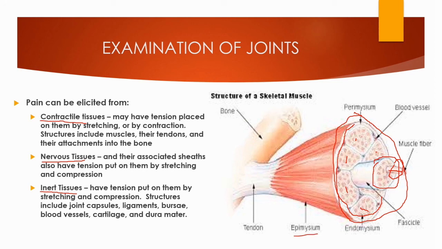So these three levels of connective tissues, the endomysium, the perimysium, and the epimysium, are arranged longitudinally along the length of the muscle fiber. And these connective tissues continue uninterrupted to become the tendinous structure of the tendon.